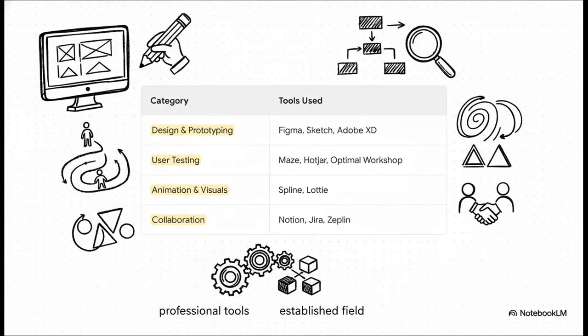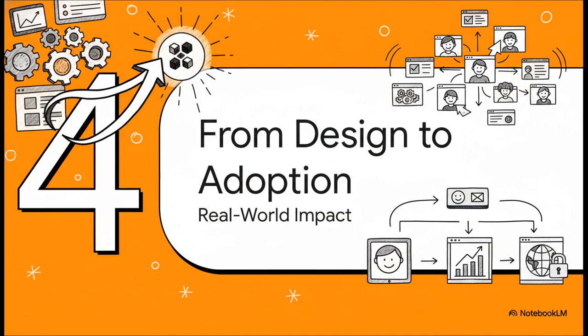And make no mistake, this is serious professional work. The toolkit for Web3 design features the exact same industry-standard tools you'd find at the biggest tech companies in the world. We're talking Figma, Maze, Jira. This isn't a hobby. It's a highly skilled profession for a rapidly growing industry. Okay, a professional process and the right tools are great, but does it actually work? Let's get to the bottom line. What's the real-world impact of all this? How does good design actually translate into success for businesses and users?